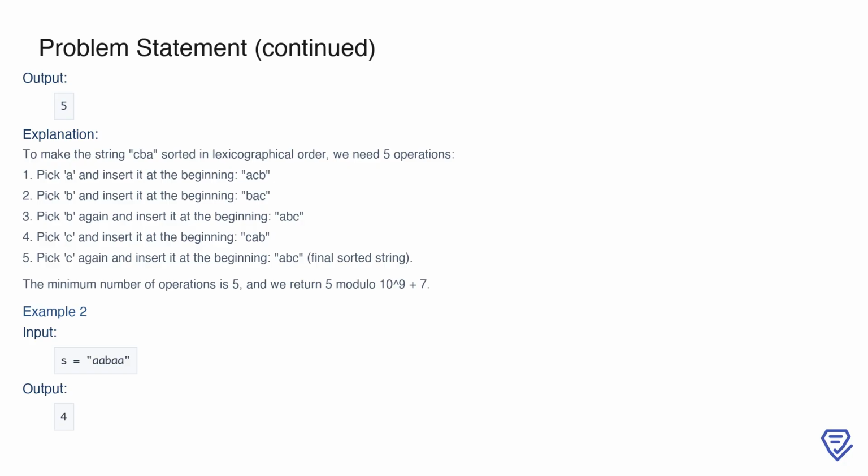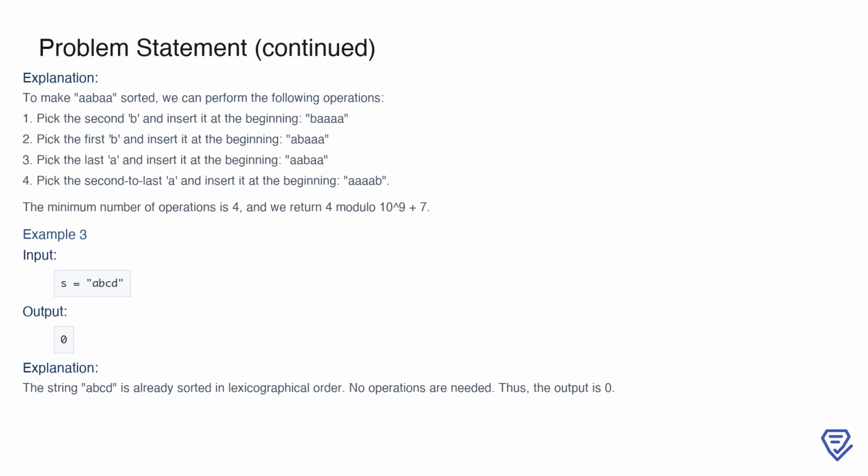Continuing with the second example, if the input is ABA, the process requires 4 operations, and the output is 4 modulo 10 to the power of 9 plus 7. In the case of ABA, the operations to sort it are as follows. First, we take the second B and place it at the beginning, producing BA. Then, we take the first B and move it to the beginning, forming ABA. Next, we pick the last and insert it at the start, resulting in ABA. Finally, we take the second to last and move it to the beginning, giving us the sorted string ABA. This requires a total of 4 operations, so the output is 4.